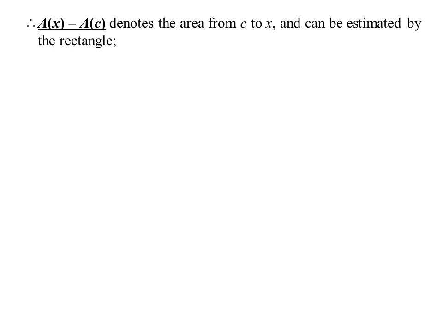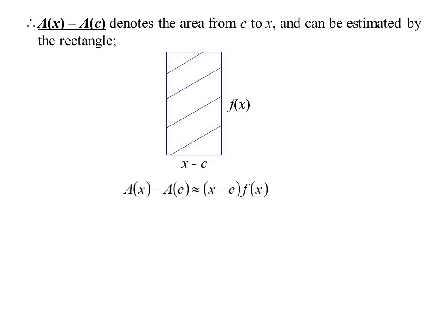We can estimate it with a rectangle. So there's a rectangle. Its width would be whatever X minus C is, and the height would be whatever we get when we substitute in X into the function, the equation of the curve. Then the area of our rectangle would be X minus C times function X, and we're saying that's going to be approximately equal to area X minus area C. So it's going to be our approximation.